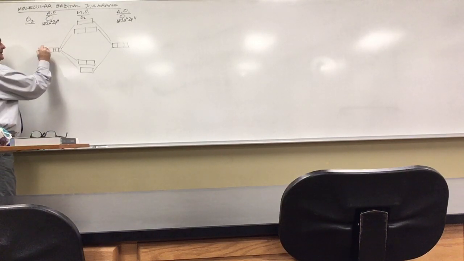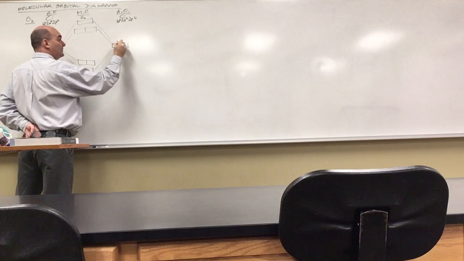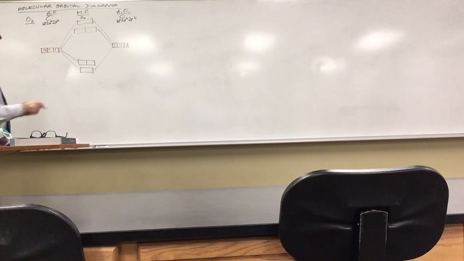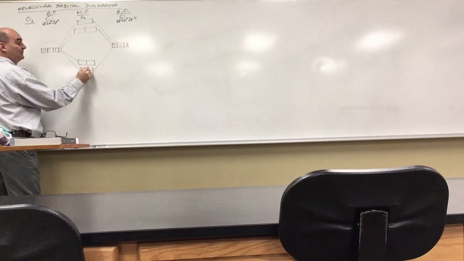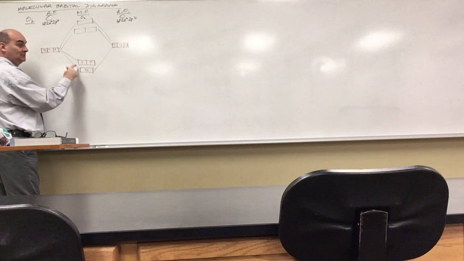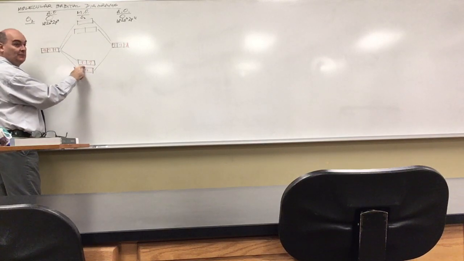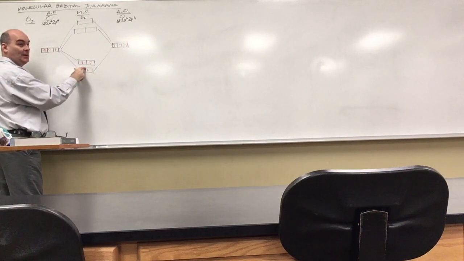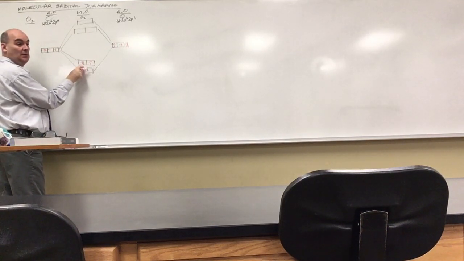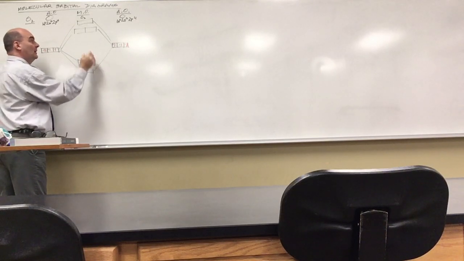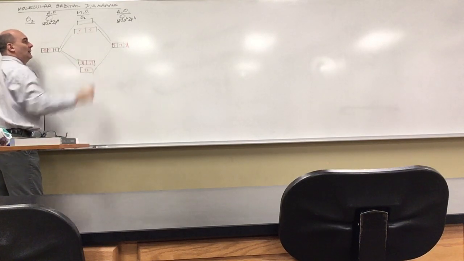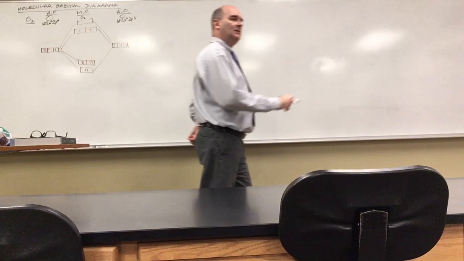1, 2, 3, 4, 1, 2, 3, 4. Hund's rule: put them into individual orbitals before you pair them up. Pauli's exclusion principle: if they're in the same orbital, they have to be spin opposed. And then Aufbau: move up to the next energy level. Hund's rule, put them in individual orbitals.